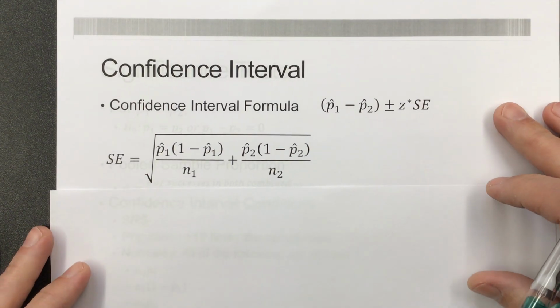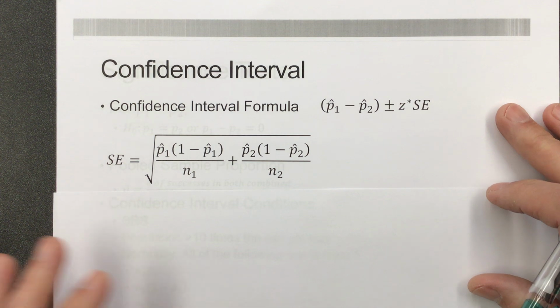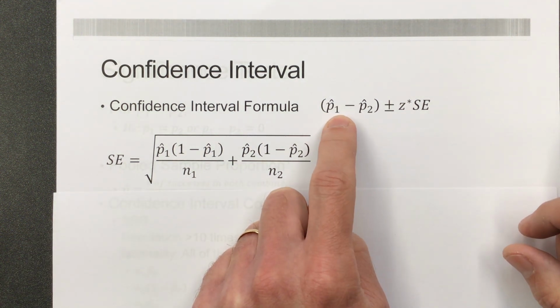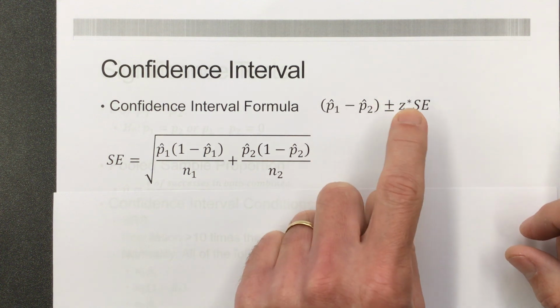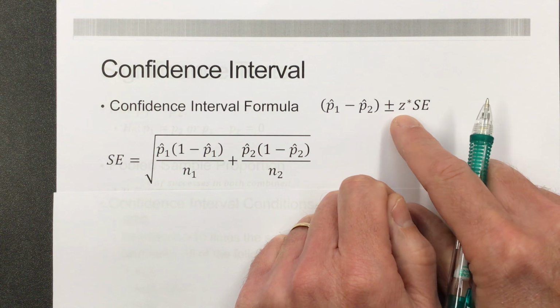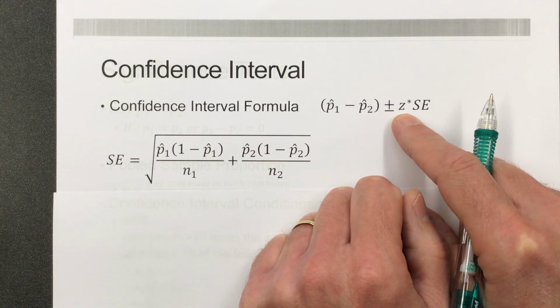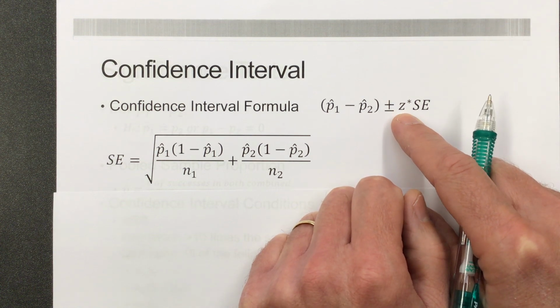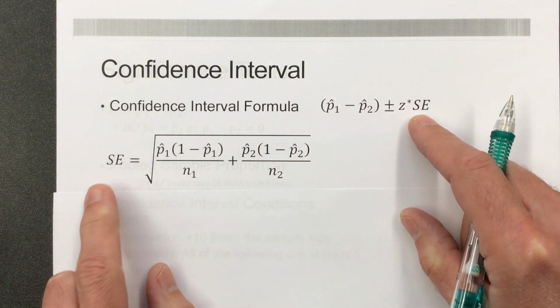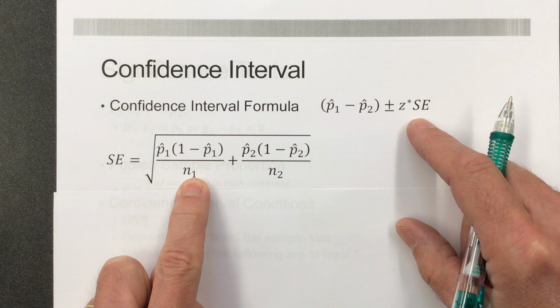All right. So to get our confidence interval, as always, it's our statistic. In this case, it's the difference in our two proportions, plus or minus our margin of error. Now to get our margin of error, we're using a Z. So we're going back to Z. And then that critical value gets multiplied by, of course, our standard error. Here's our standard error formula.